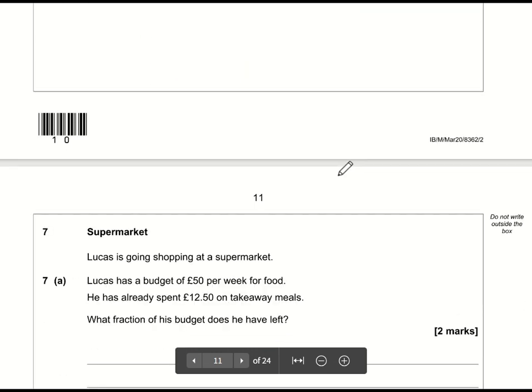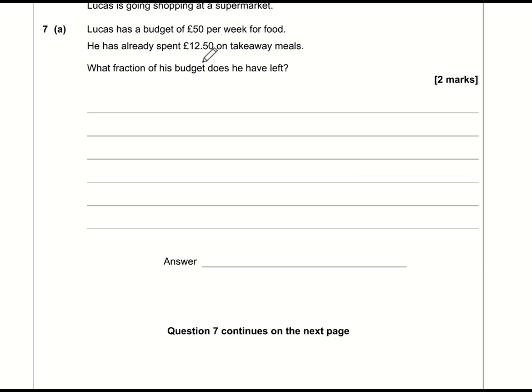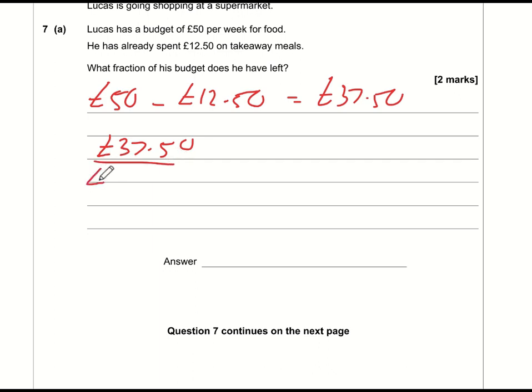Okay, let's have a look at question number 7. Lucas has got a budget of £50. He's spent £12.50, so what does he have left? Well, 50 take away £12.50 is £37.50. So what he's got now is £37.50 out of a total of 50. This line in the fraction means divide. So on your calculator, 37.5 divided by 50, and your calculator might say 0.75, which is 3/4, or it might just say 3/4. So the fraction that he's got left is therefore 3/4.